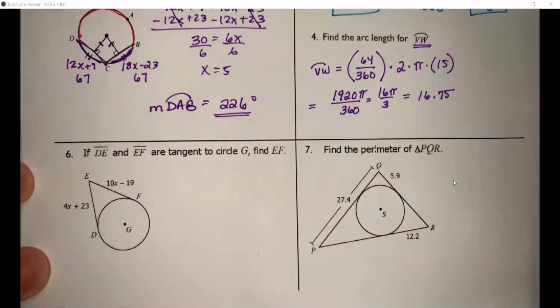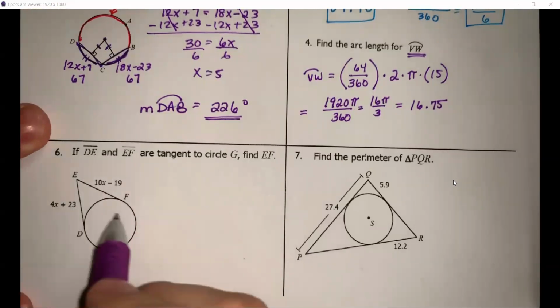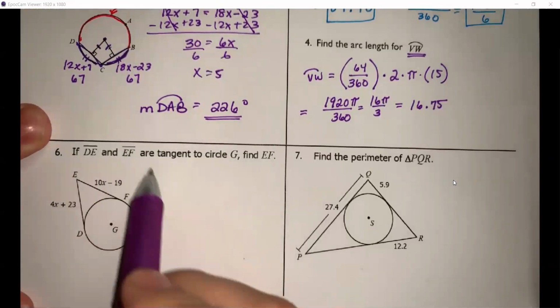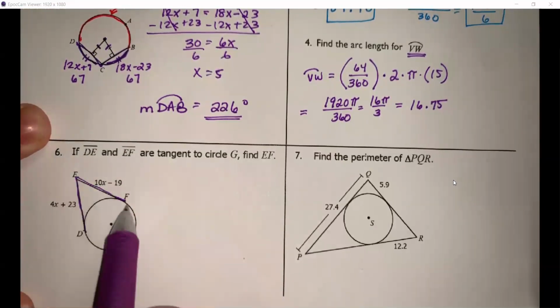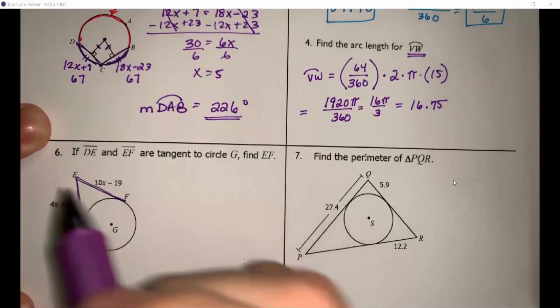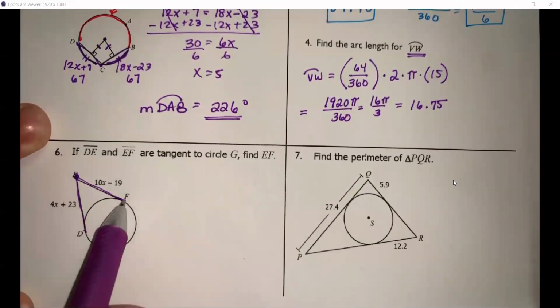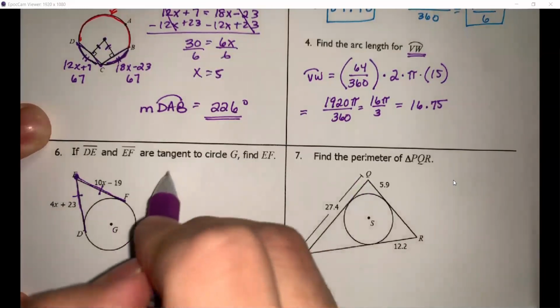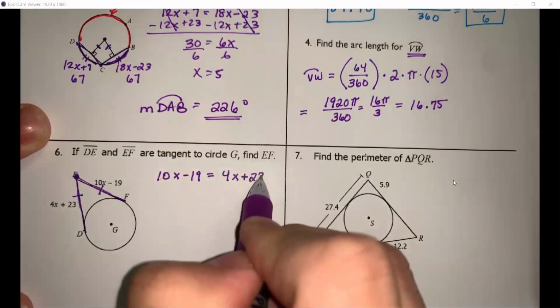All right. So now for number 6, we're going to get into some tangent properties. They were nice enough to tell us that DE and EF are both tangent to that circle. One of the properties about tangents that you have to remember is that if there is an external point and the two tangent lines intersect outside there, then this side is the same as that side. Now this is just a simple algebra problem. We have 10x minus 19 is equal to 4x plus 23.